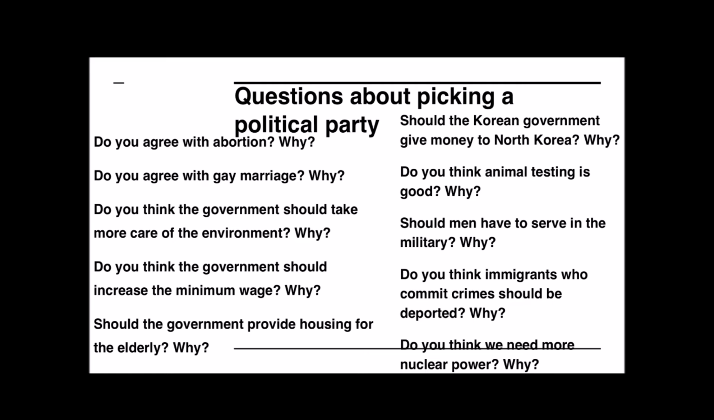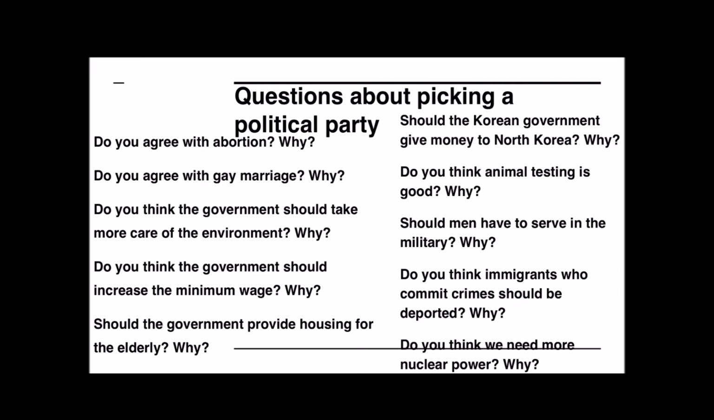Some other questions here. Should the Korean government give money to North Korea? Well, what do you think about that? That's also quite controversial. Some people say no, they shouldn't. North Korea are undeserving. Others say no, they're Korean, they're the same as us, we should help them as much as we can. And the other question there is animal testing. Do you think makeup companies in South Korea should test their makeup on animals?